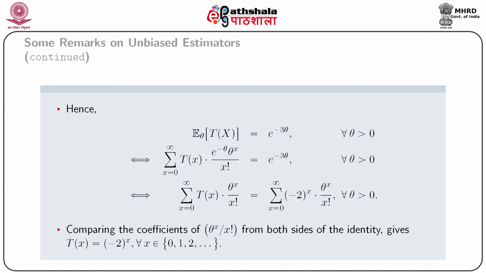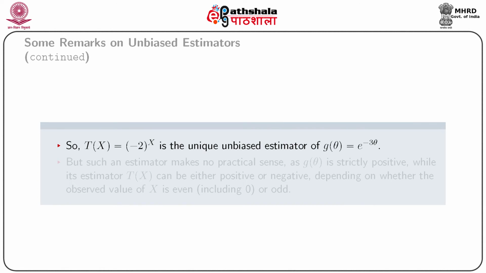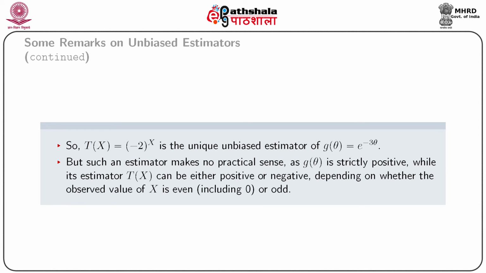Comparing the coefficients of θ to the power x by x factorial from both sides of the above identity, we get T(x) equals (minus 2) to the power x for all x, and hence T(x) equals (minus 2) to the power x is the unique unbiased estimator of g(θ). Here, T is inadmissible since g(θ) is a monotone decreasing continuous function of θ taking only non-negative values, whereas T is an oscillatory function of x taking both positive and negative values.